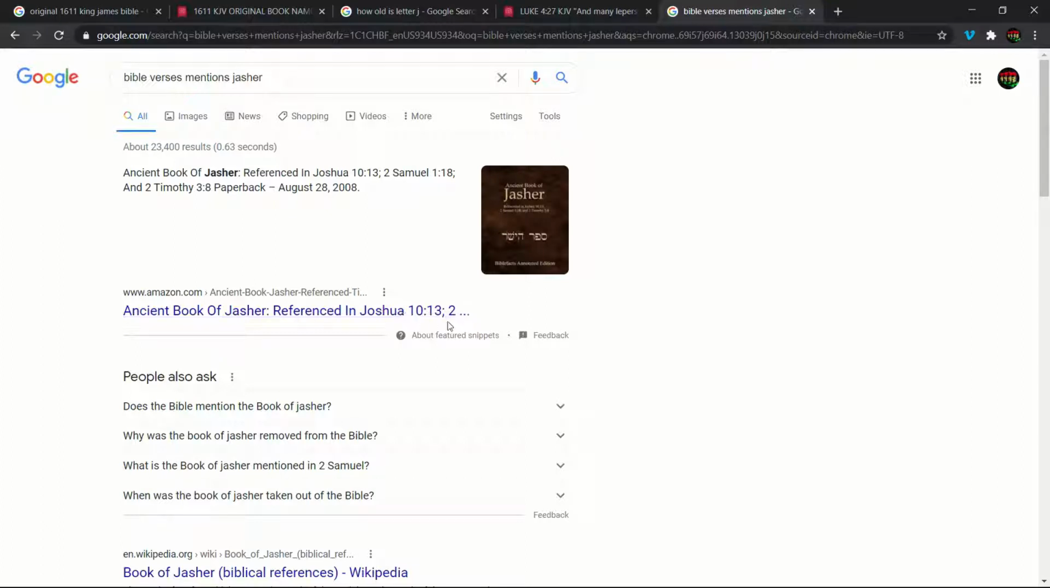Joshua 10, 13, and 2. It's also in the book of Samuel. Okay, Samuel. I'm going to go to Joshua 10. I'm going to see what it says in the 1611. 10, it shouldn't be no J there, though. 10, 13, 2.